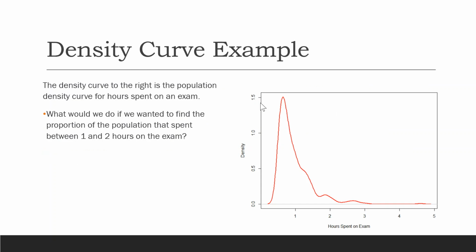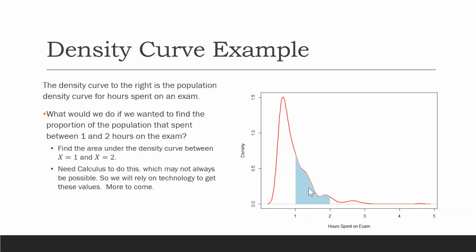So it says here in this density curve example, here we have the population density curve without that histogram from the last example that I just looked at. It says, what would we do if we wanted to find the proportion of the population that spent between 1 and 2 hours on the exam, right? So we have our population distribution here. And if we wanted to find the proportion, we have to find the area under the curve. X equals 1 is here. X equals 2 is here. So I'll have to find the area under the curve between those two values. That would give me the proportion that we're looking for.